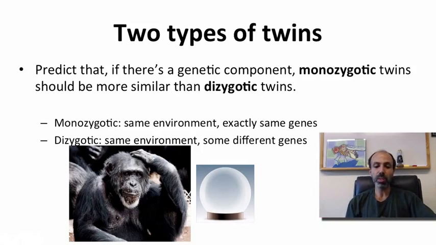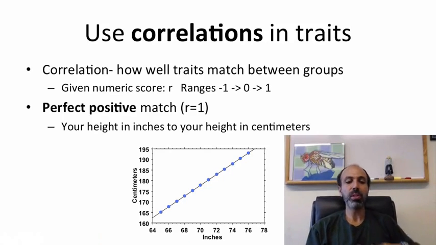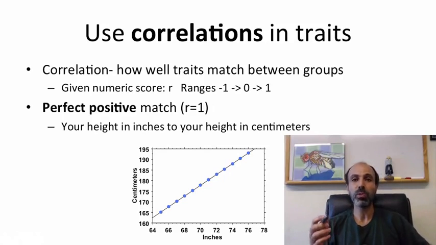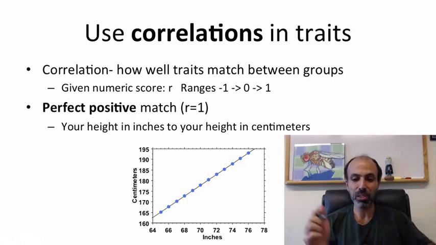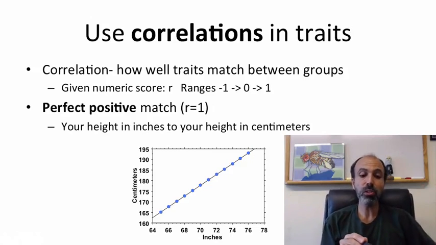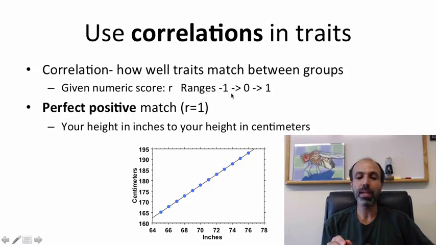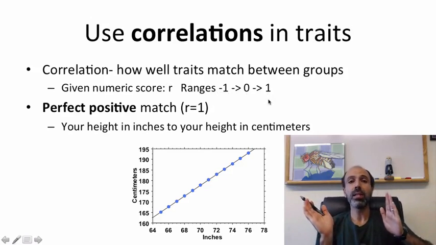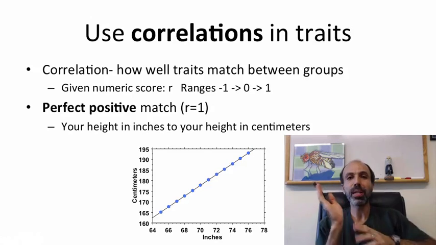The way we measure how similar or how different you are is using correlations. This gives you some measure of how well traits match between groups. I know some of you may have had a statistics background, some of you may not. For those of you who already know some statistics, I apologize for this review. Correlations are given a numeric score, which is often labeled an R, and that R ranges from -1 to 0 to +1. What this does is indicate how closely one predicts the other.